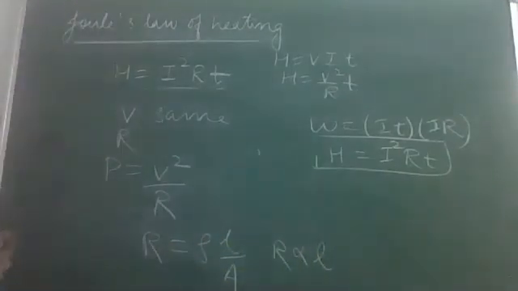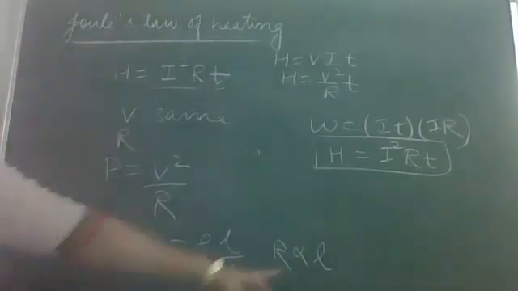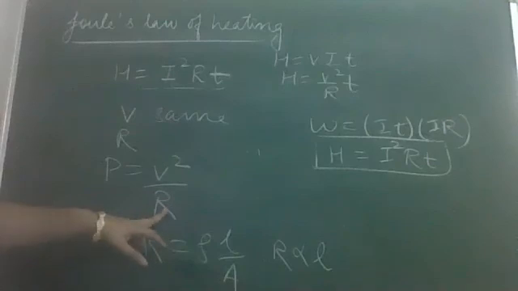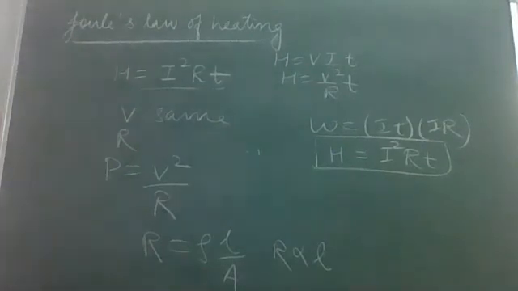So what should he do? Decrease the length of the heating element. By this, the resistance will decrease, power will increase. So then water will be boiling in less time. So the answer is: the length of the heating element should be decreased. Okay.